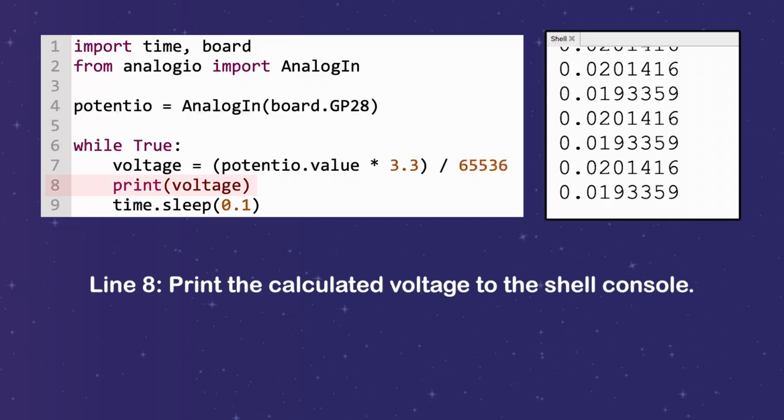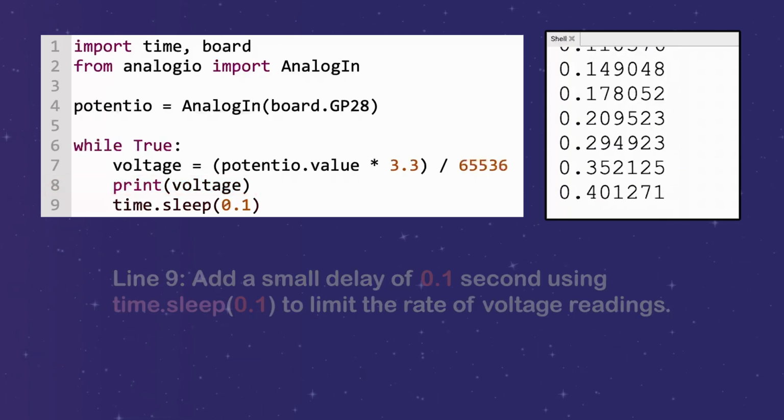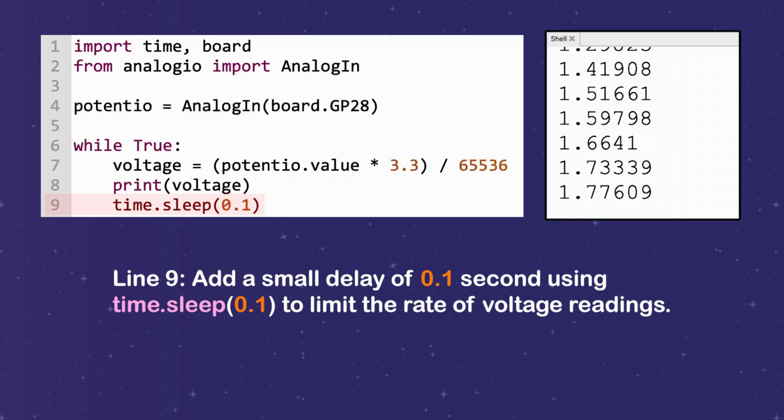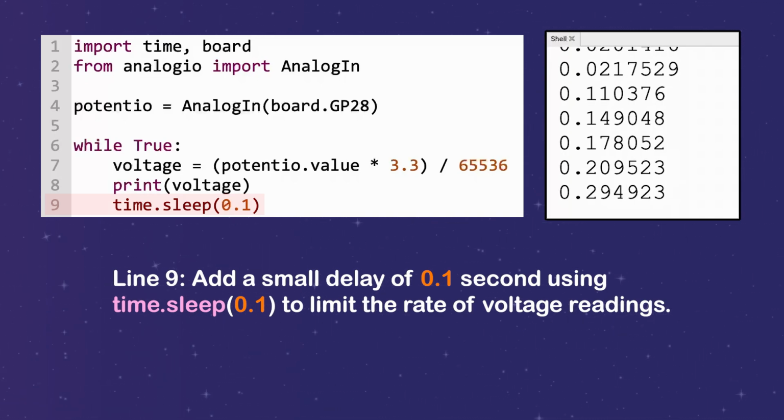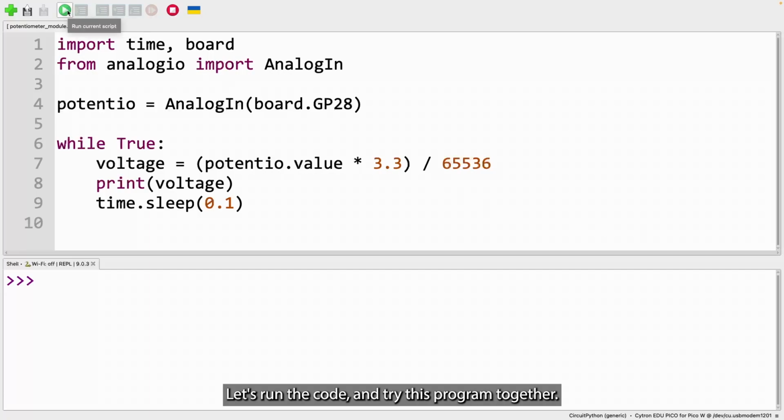Line 8, print the calculated voltage to the shell console. Line 9, add a small delay of 0.1 second using time sleep to limit the rate of voltage readings. Let's run the code and try this program.